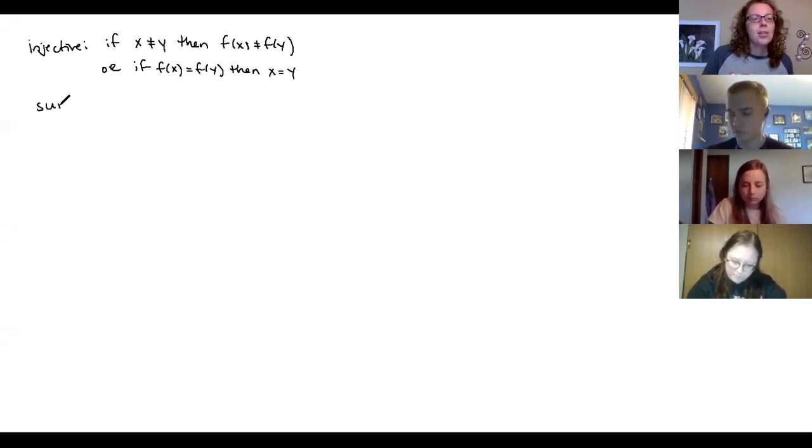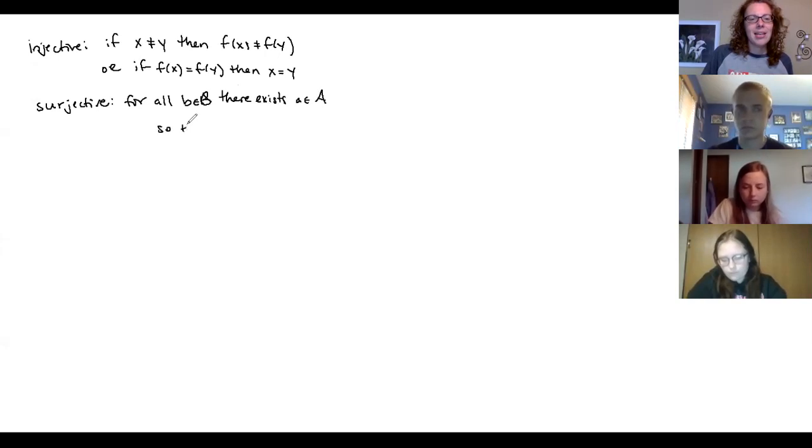One-to-one. And surjective, we got to get the for all and there exists in the right spot. So for all, we'll go with little b instead, for all little b living in capital B, there exists some a living in capital A, so that f of little a equals little b. The codomain and the range are the same for surjective.